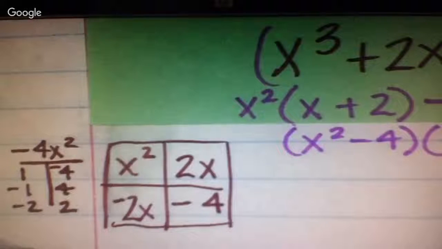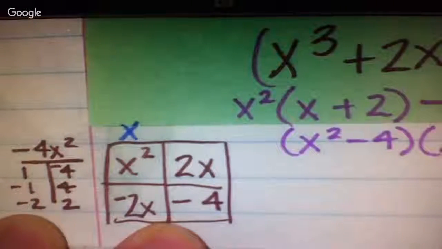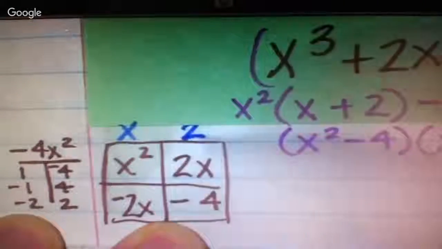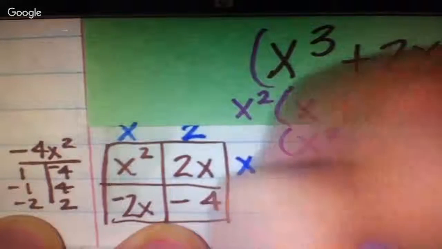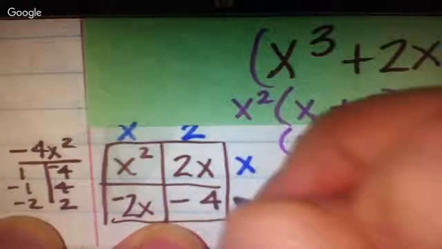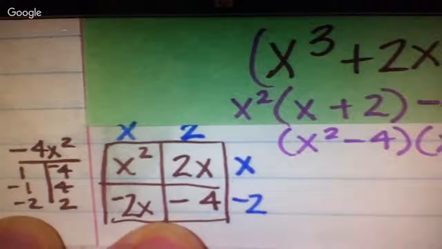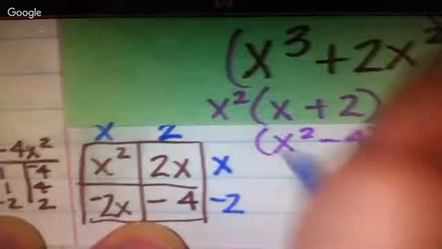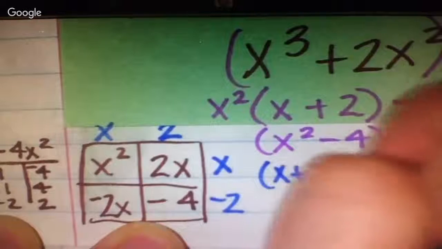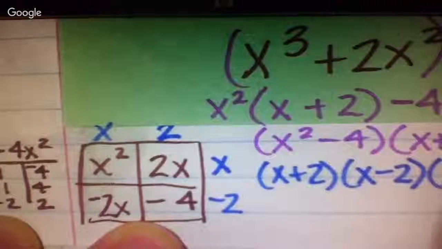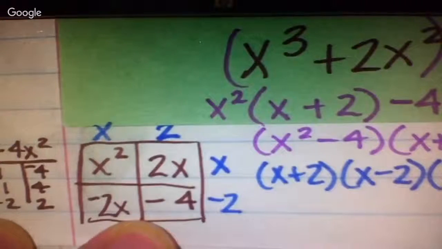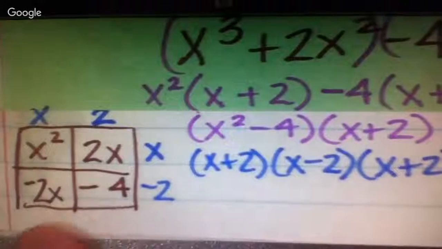Okay. So when I pull out here, these share an x in common. These share a 2 in common. These ones share an x in common and a -2 in common. So your final answer then is x plus 2, x minus 2, and then another x plus 2. So that's why you can't assume.